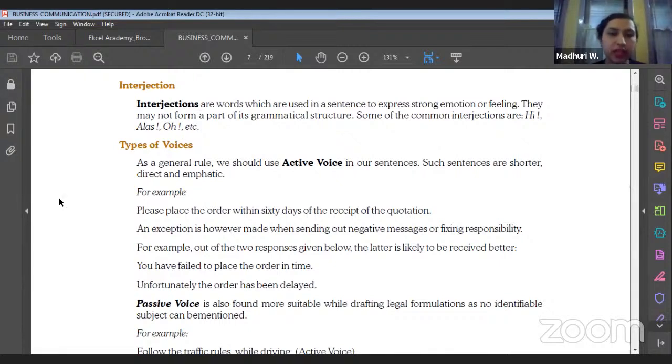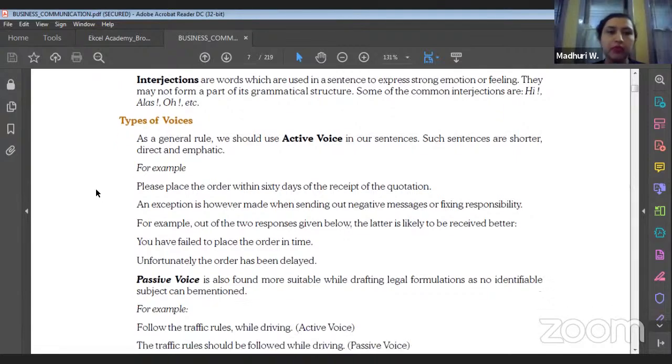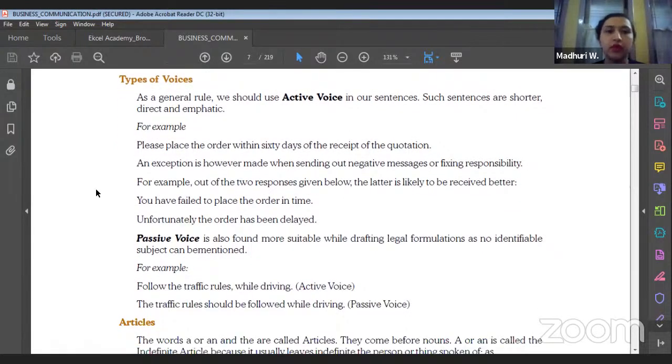Okay, so the next thing that we're going to come to is the type of voices. There are two kinds of voices generally used in English. That's the active voice and the passive voice. So active voice sentences are generally shorter and direct, emphatic. Okay, for example, please place the order within 60 days of the receipt of the quotation.